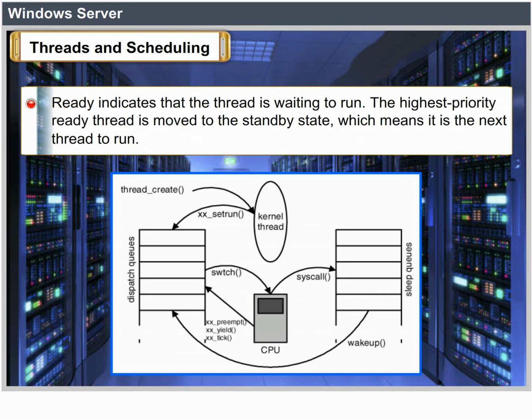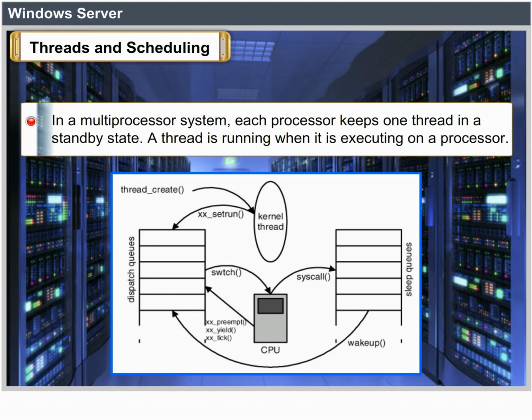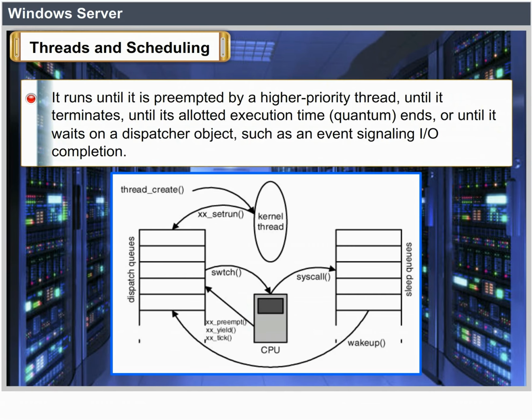In a multiprocessor system, each processor keeps one thread in a standby state. A thread is running when it is executing on a processor. It runs until it is preempted by a higher priority thread, until it terminates, until its allotted execution time quantum ends, or until it waits on a dispatcher object such as an event signaling I/O completion. A thread is in the waiting state when it is waiting for a dispatcher object to be signaled.